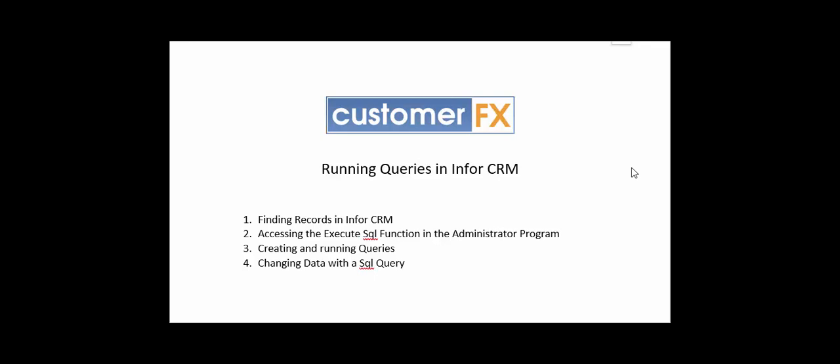We're going to look at, first of all, finding records in Infor CRM and how we can quickly find an account ID or contact ID. And then we'll look at accessing the Execute SQL function in the administrator program. We'll also look at creating and running those queries and then changing data with the SQL query.